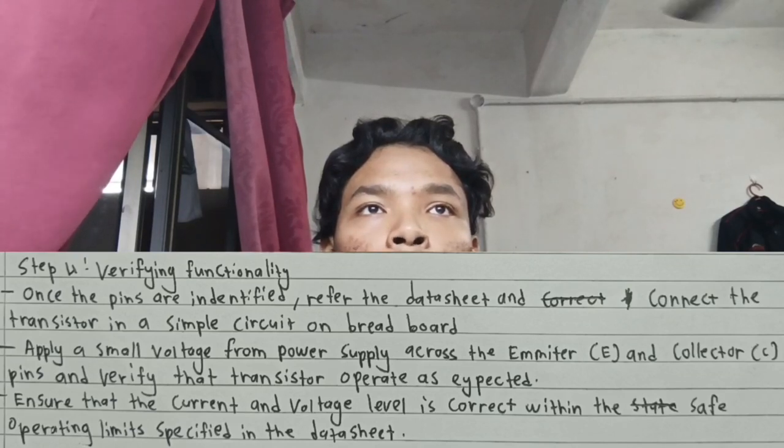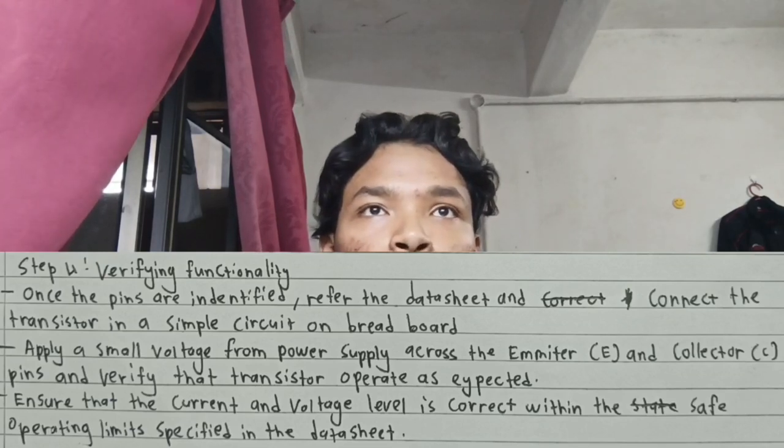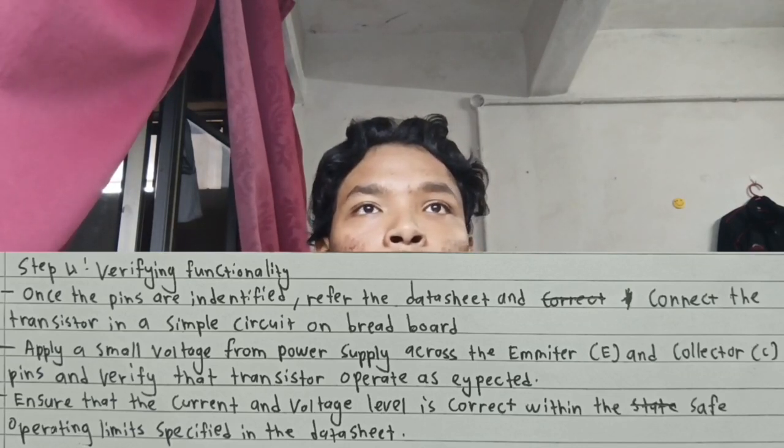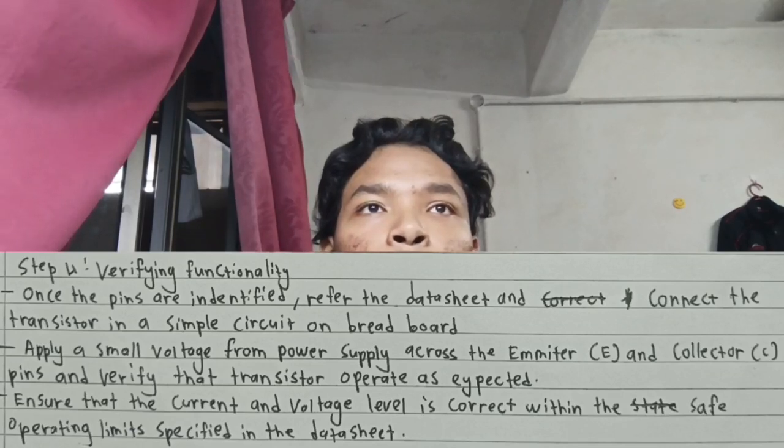Apply a small voltage from the power supply across the emitter and collector pins and verify that the transistor operates as specified. Ensure that the current and voltage levels are correct and within the safe operating limits specified in the datasheet. So that's all for me.